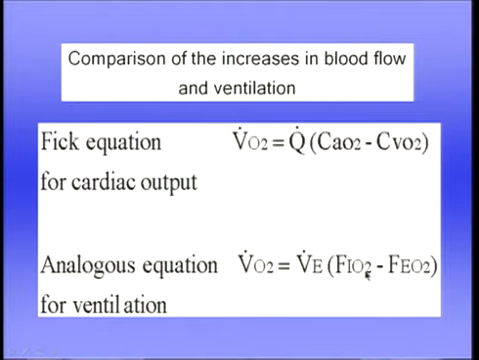However, this does not occur on the ventilation side. The body will not accept a reduction in the expired oxygen fraction, which means that the alveolar PO2 and therefore the arterial PO2 is maintained during exercise. The body does not allow those to fall, and therefore the ventilation has to increase substantially more than oxygen consumption.